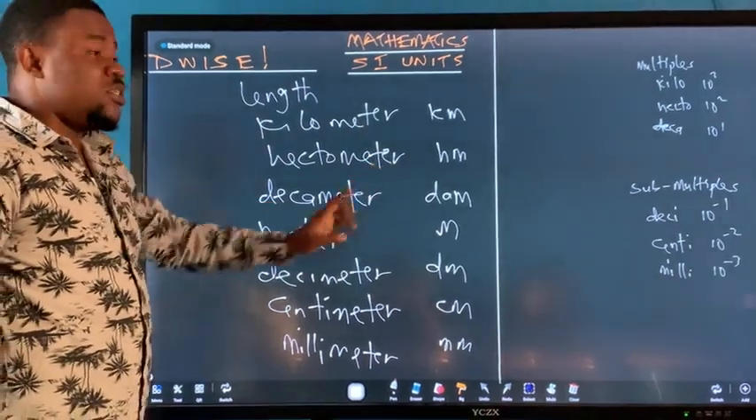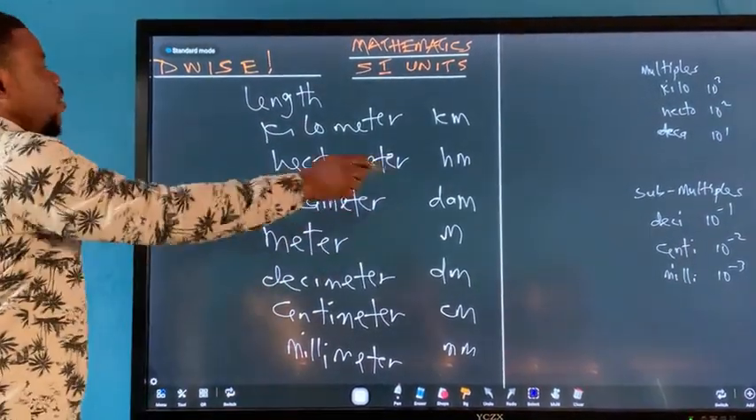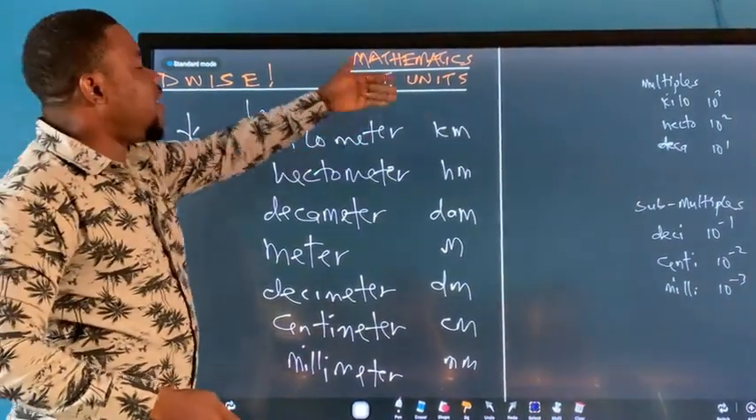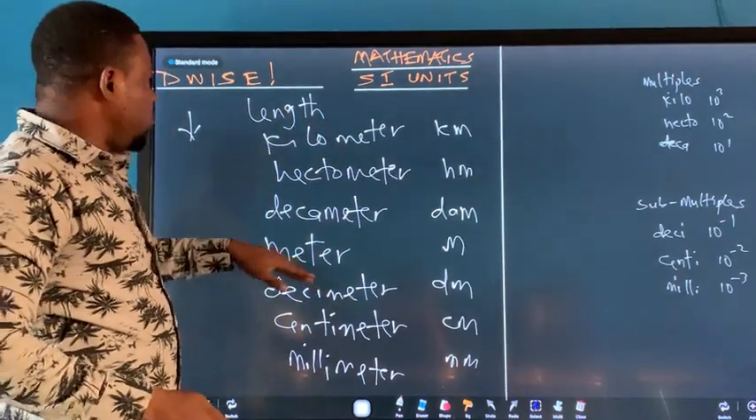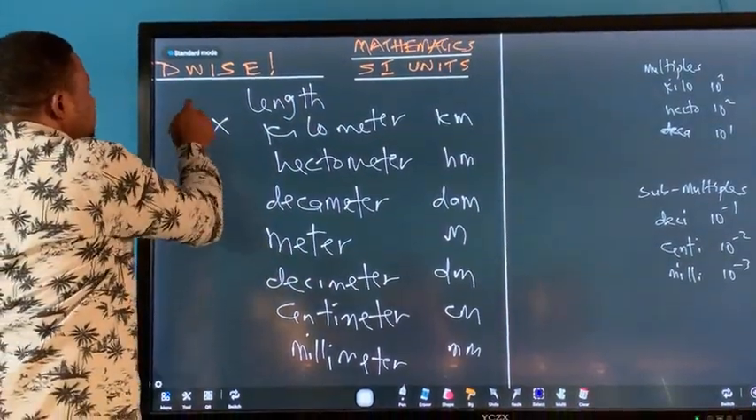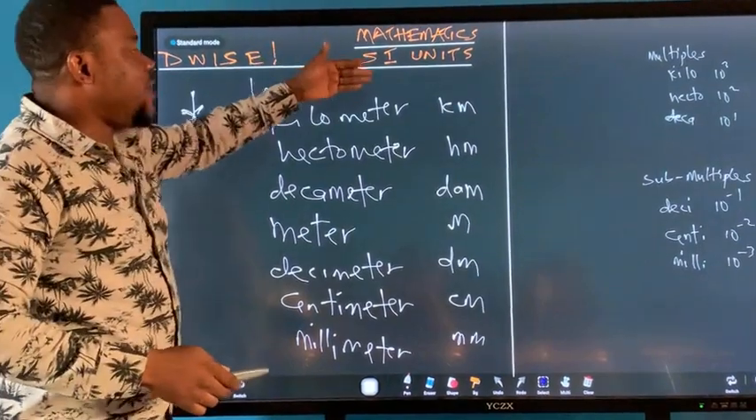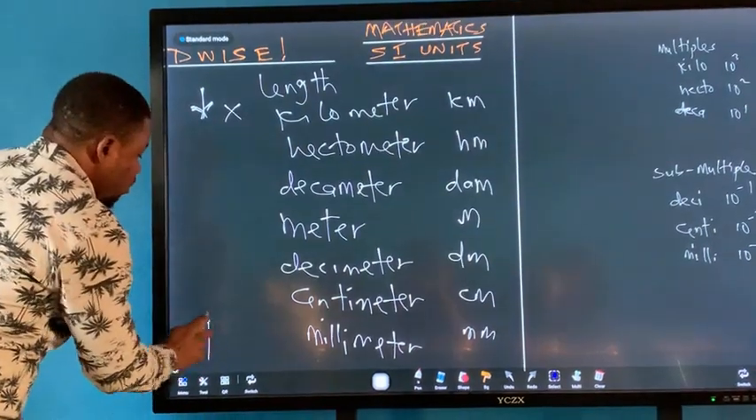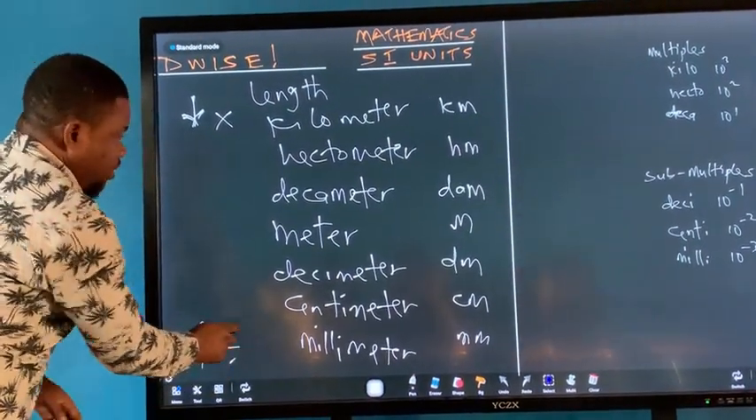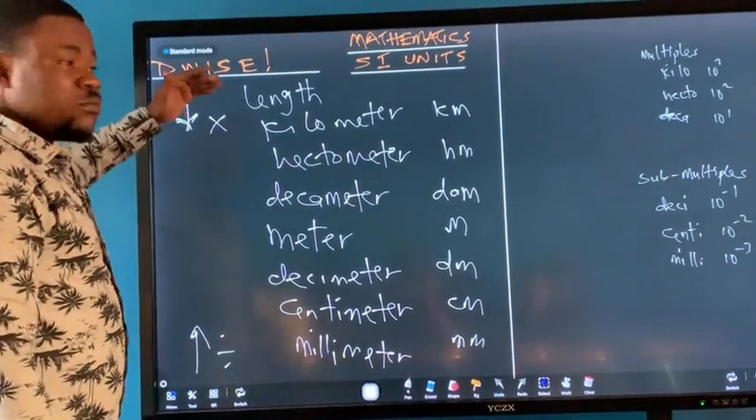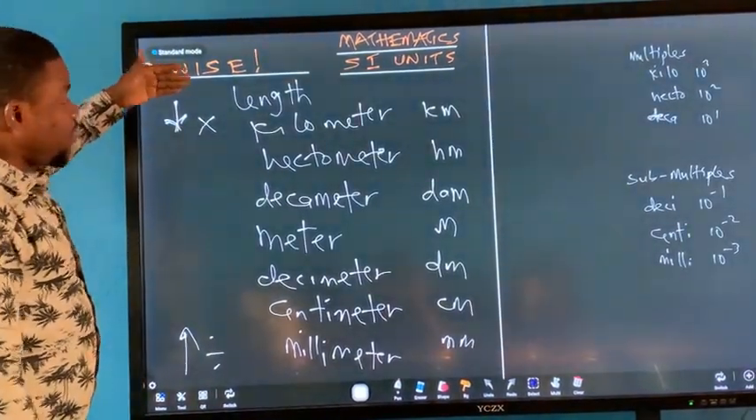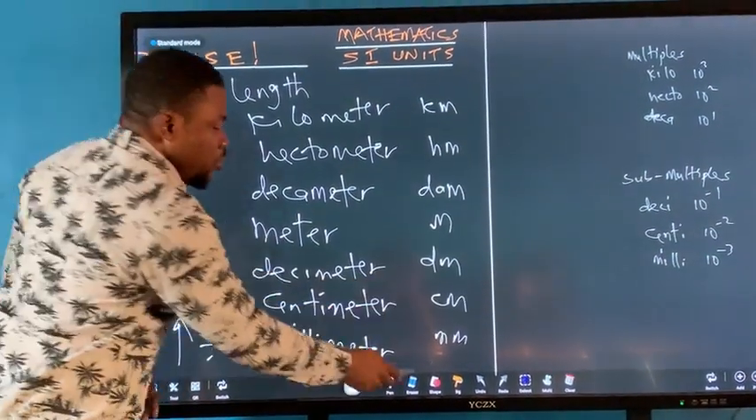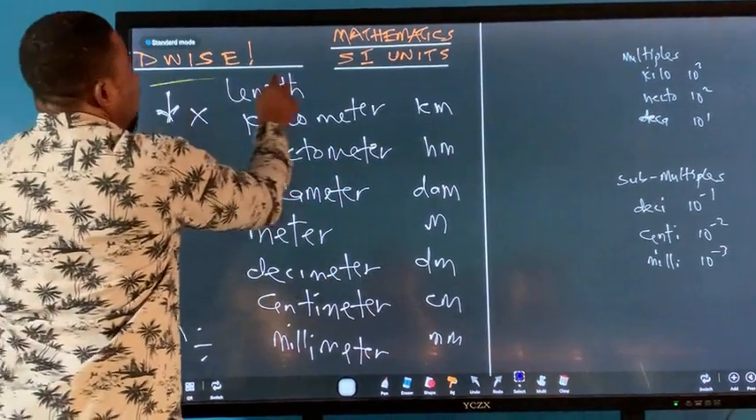Having established this, the next thing to tell you is that if you are converting a larger unit to a smaller one, you multiply. As you're going down from high to low, you multiply. If you're going from a small one to a higher one, you divide. Bigger one to a smaller one, you multiply. Smaller one to bigger one, you divide.